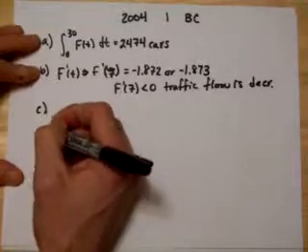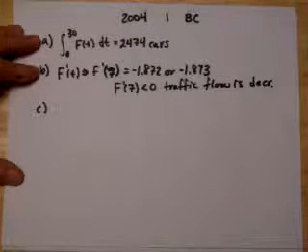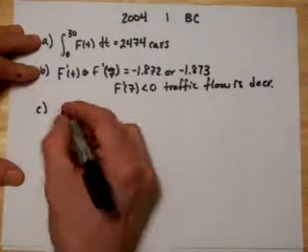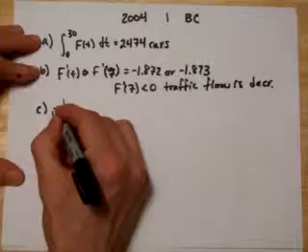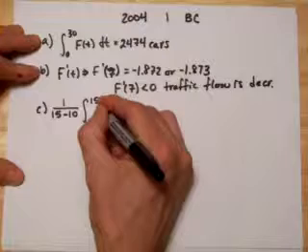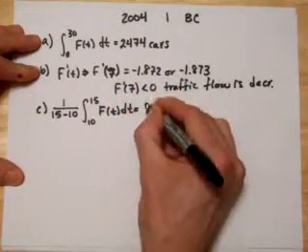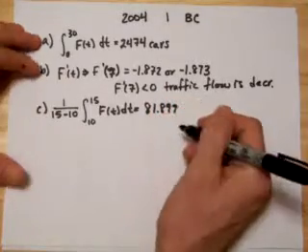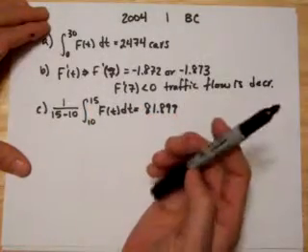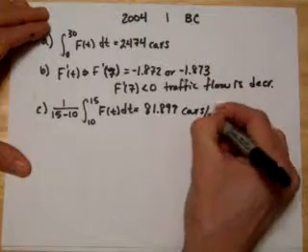C says, what is the average value of traffic flow from the interval 10 to 15, and indicate units of measure. So average value of a function, 1 over 15 minus 10 times the integral from 10 to 15 of f of t dt, which is 81.899. And this function f of t tells you cars per minute, so this is in cars per minute.